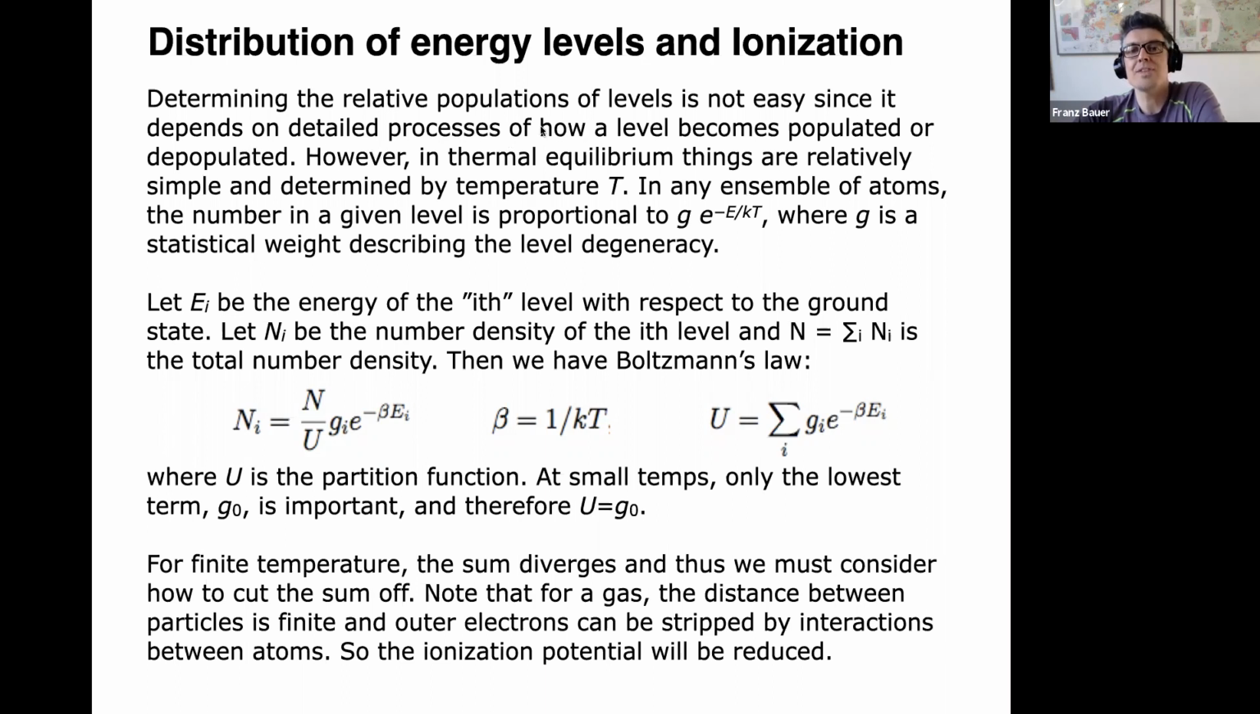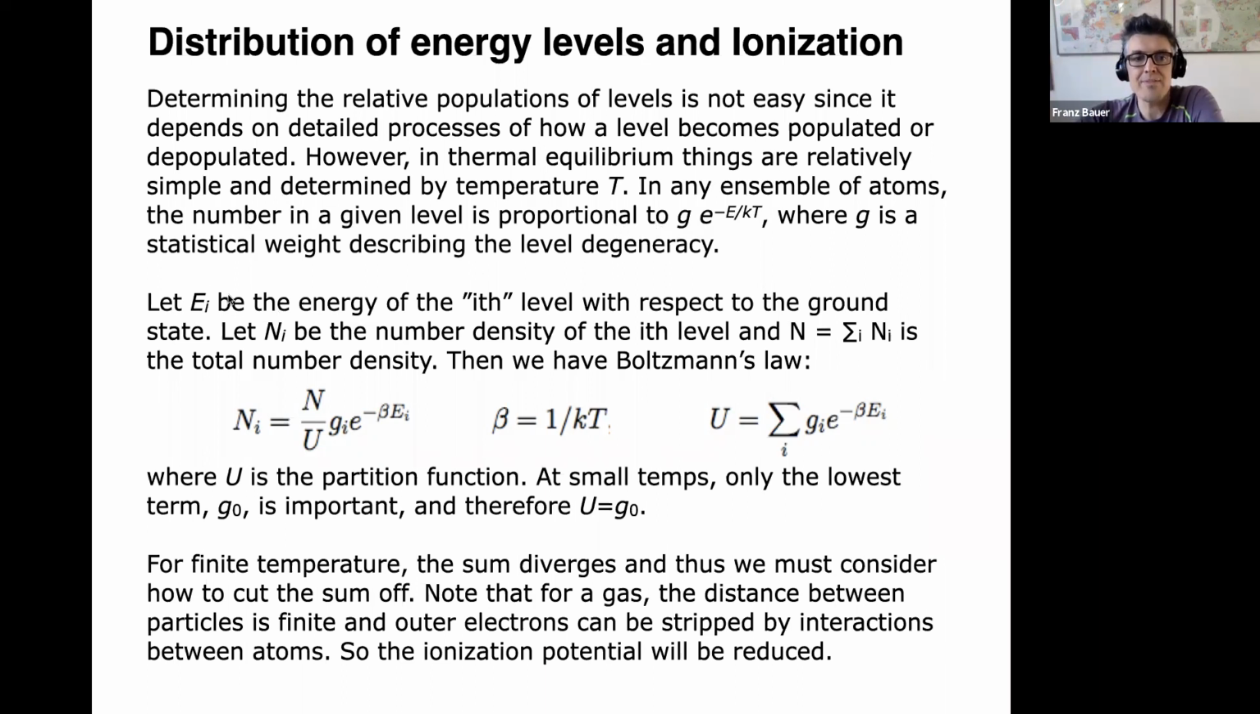It's a very detailed process of understanding how a level becomes populated or depopulated. If you assume thermodynamic equilibrium, then things become a little bit simpler. If you know that everything's determined by a single temperature, it becomes a little bit easier. So if you have an ensemble of atoms, then the relative number of atoms at a given level is proportional to g times the exponential of that energy transition divided by the temperature of the system. And here g is the statistical weight describing level degeneracies.